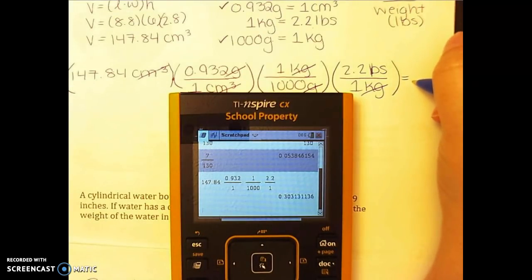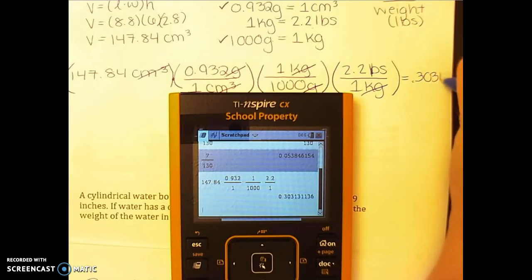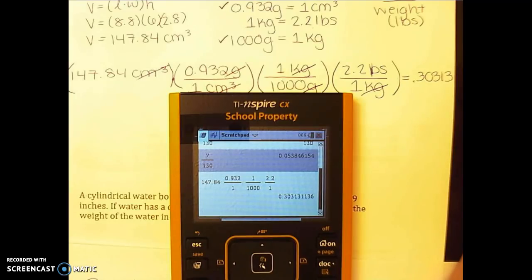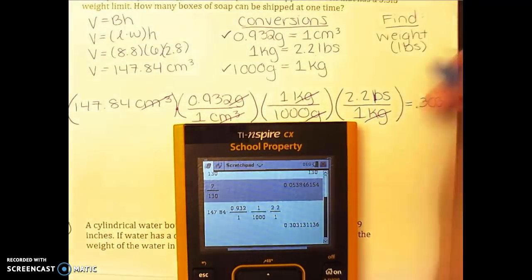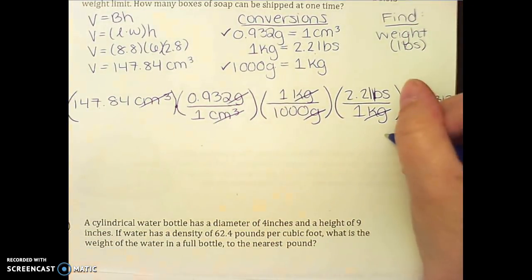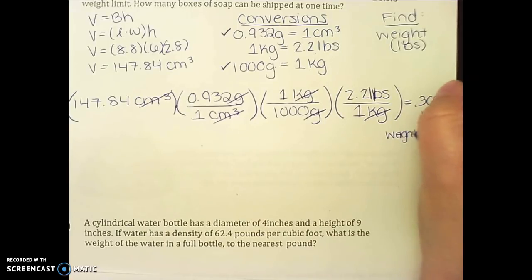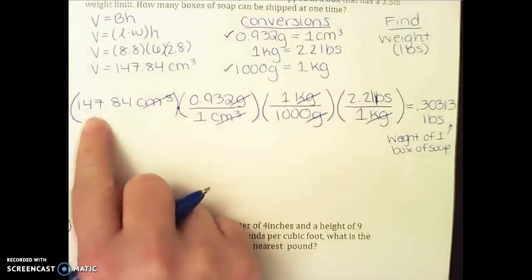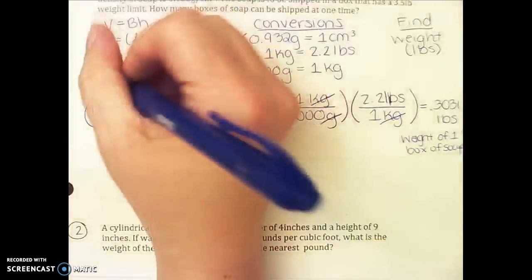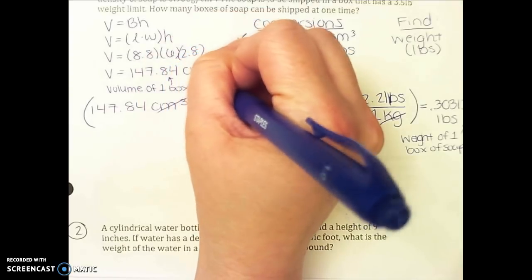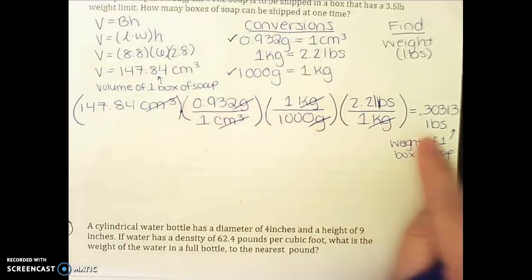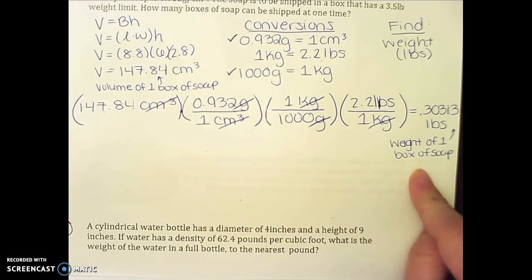I have 0.30313. Again, I want to write down at least 5 decimal places because I'm not quite done with this problem yet. And again, my answer right now is the only unit that I haven't crossed off at this point. So my units right now are pounds. So what I'm saying right here is that this is my weight of 1 box of soap. Okay, because I started with my volume of 1 box of soap. This was my volume of 1 box of soap. Because I started with that volume of 1 box of soap, with my conversions, I'm ending with the weight of 1 box of soap. So I'm not quite done.